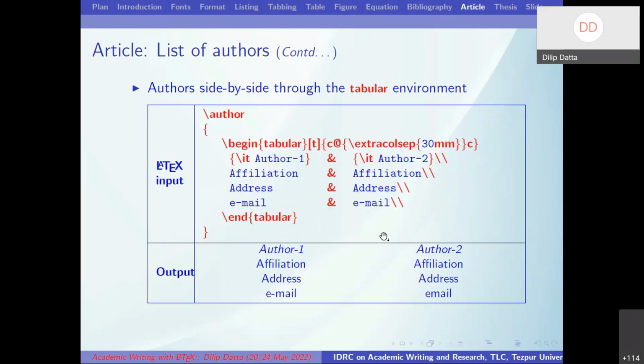Sometimes the authors list may need to be produced in this way, side by side. That thing we can do inside this author command in a tabular form. We can use the tabular environment to produce the authors list side by side in a horizontal row.